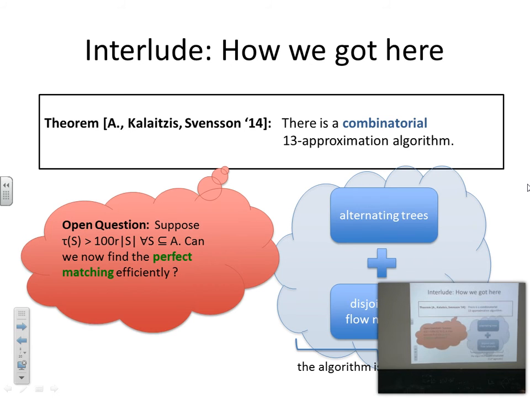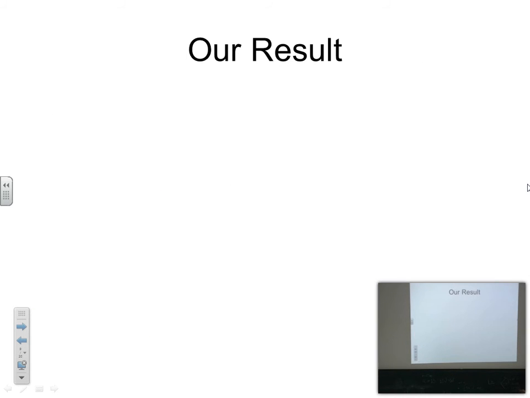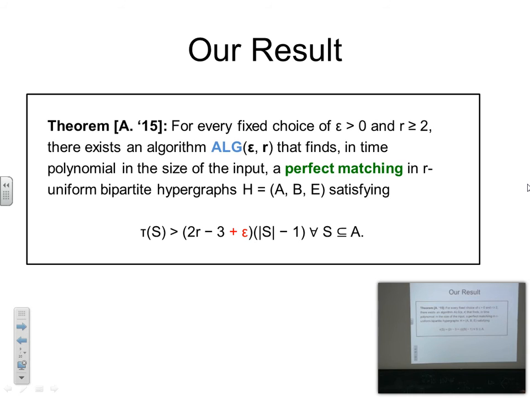So we pose this as an open question: if you assume a stronger condition than Haxell's condition, can you find this perfect matching in this hypergraph? So it's guaranteed to exist. Can you find it? Okay. So our result is that it is indeed possible, and it is possible in a certain strong sense, in that you only need to have a small strengthening of Haxell's condition. So you don't lose much in the sufficient condition.